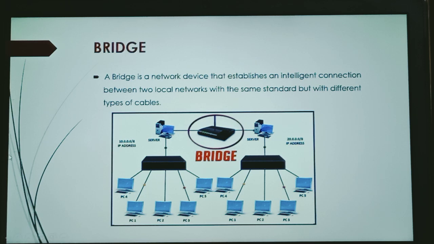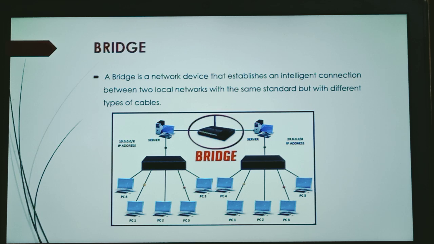It has one incoming port and one outgoing port. So when the bridge sends the packet, it checks for the destination address. If the address is present, then only it allows the signal to be sent. If the address of the destination is not there, it cancels that particular packet. It doesn't send it to the receiver, to the outgoing port. So it maintains the traffic by controlling the sending of the signals.